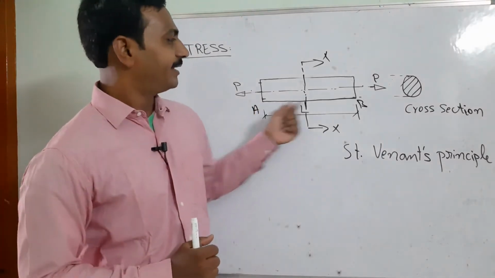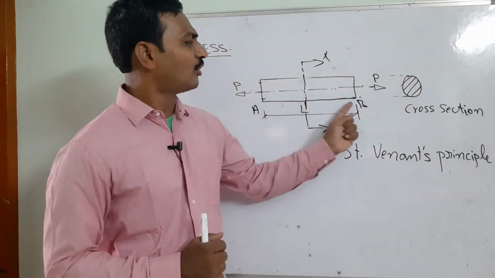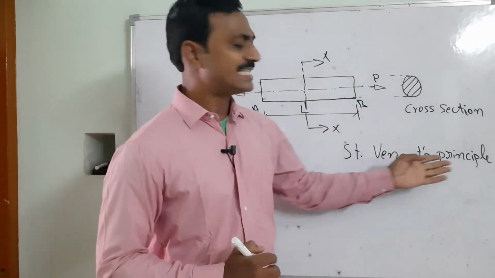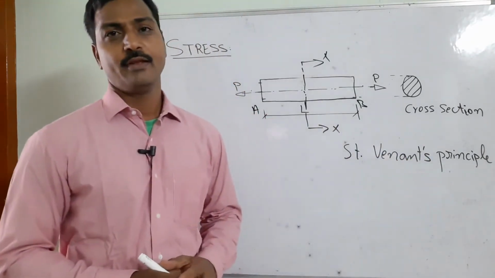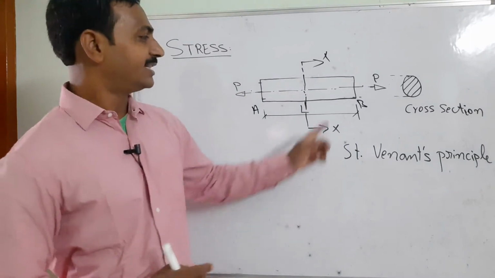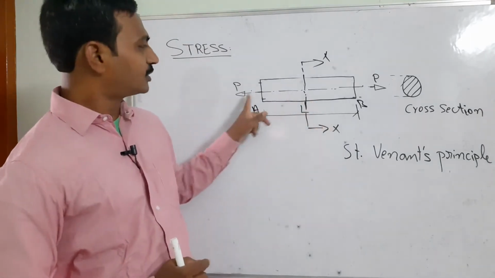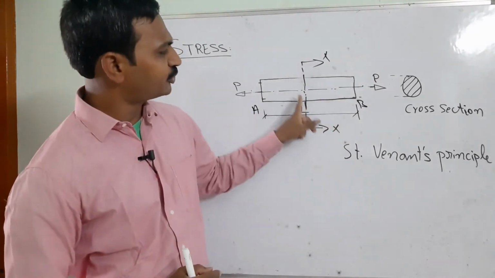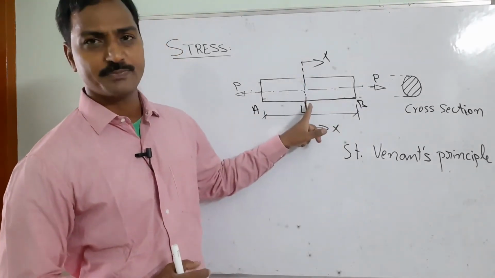At A, B, or any section along the length of the member, there we can see that it is Saint-Venant's principle we are going to apply. First I am going to apply it at the cross section. These are the forces we are going to apply, right? And then how the stress distribution exists at the middle of this part.